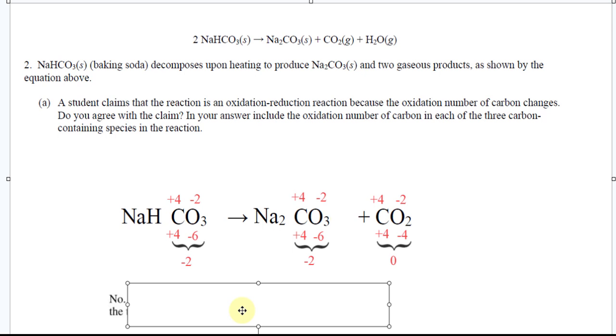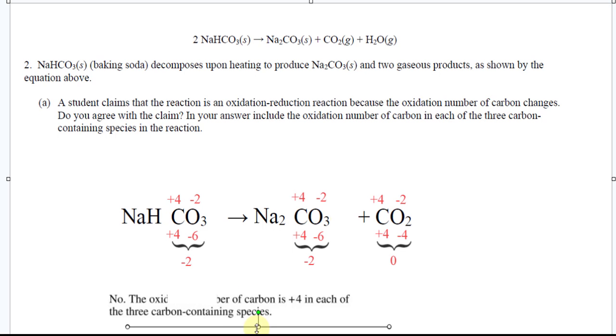If you don't say no and just have these oxidation numbers here, you lose the point. The oxidation number of carbon is +4 in each of the 3 carbon-containing species. Now, the answer no should have been here. And you could have just had the numbers up here, and the grader would accept that because he would see the oxidation numbers there. But still, I think it's a good idea to answer the question directly. The oxidation number of the carbon is +4 in each of the 3 carbon-containing species.